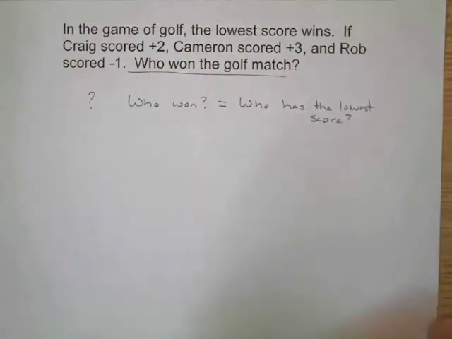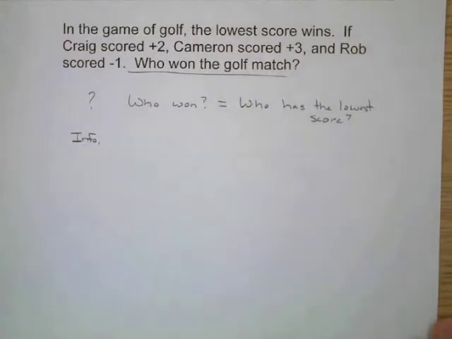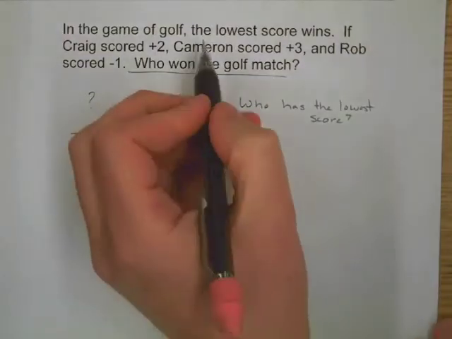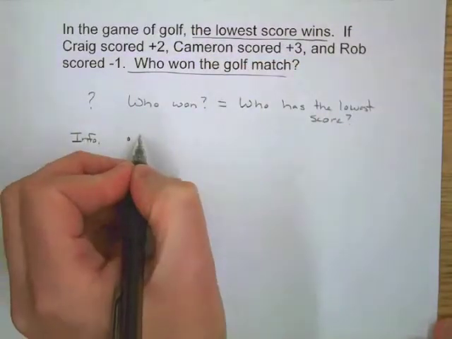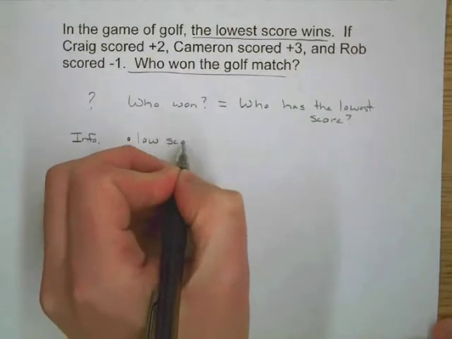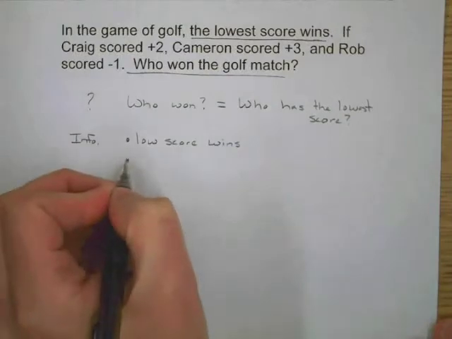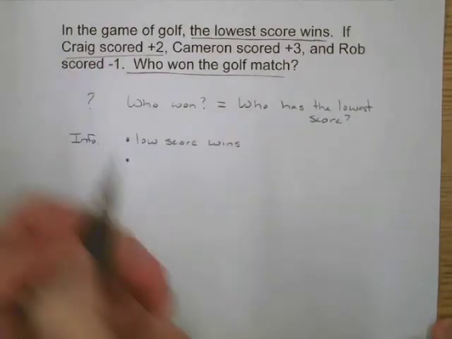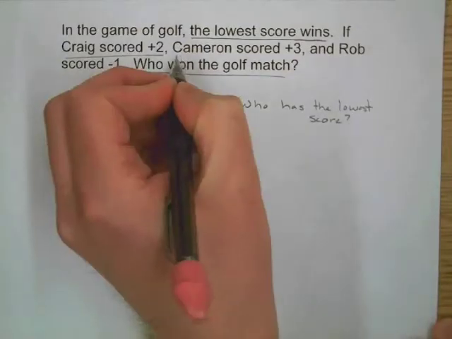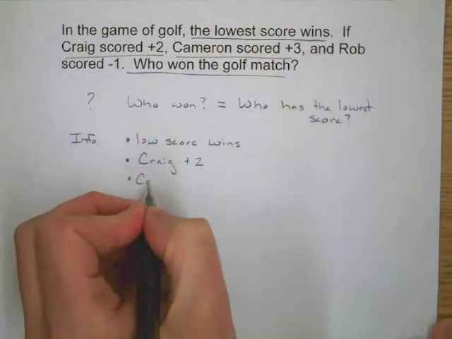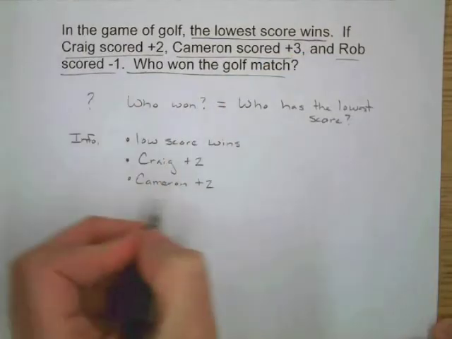And so I need to determine some information here. There's a lot of information in this question, and I want to make sure that I'm getting all of it. So one of the key pieces, which I've already mentioned, is that we know that low score wins. That's a really important piece of information. And I need to know the scores of those players. So I know that Craig scored a +2. And I see that Cameron scores +3. And I see that Rob scores a -1.